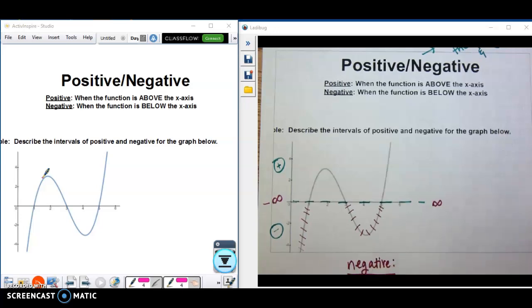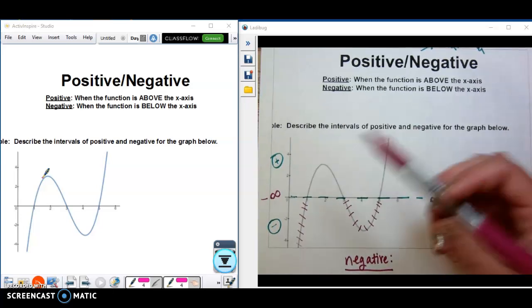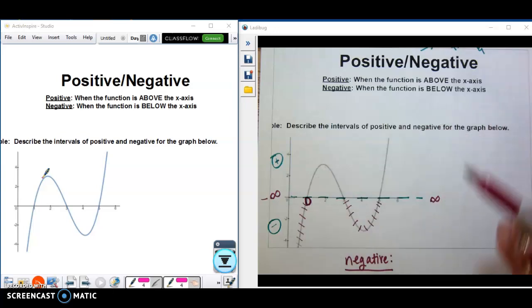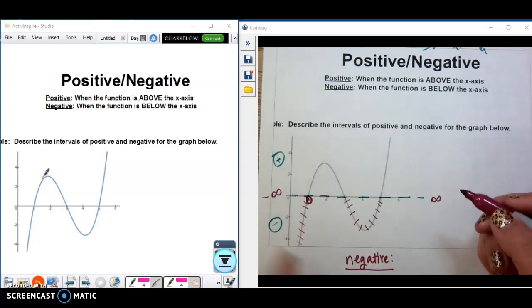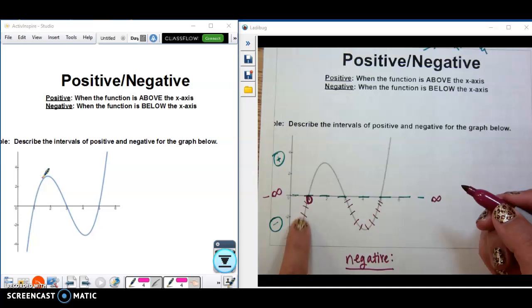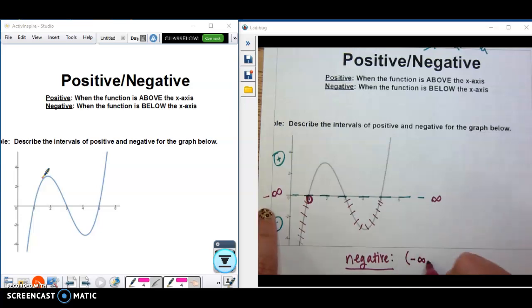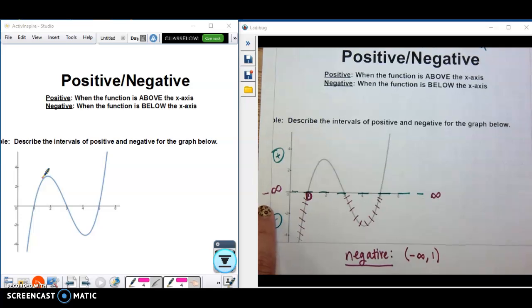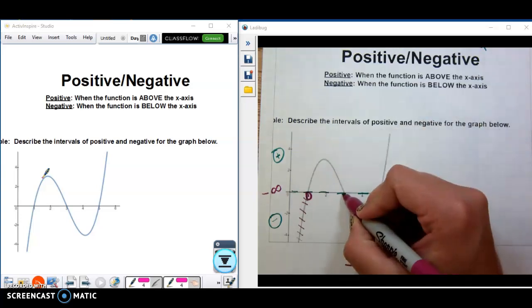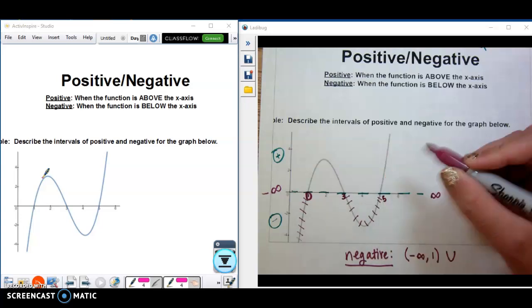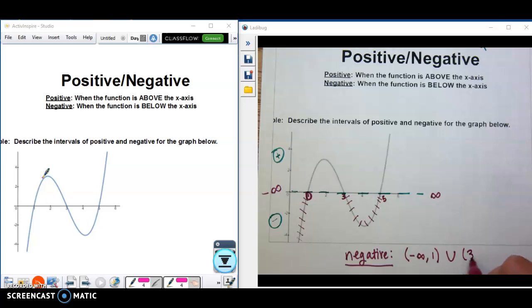So if we go ahead and do our negative interval, so we said that's here where we have these pink lines. So if you look, this is a 1 here, okay? And then it's going to be negative this entire graph over here. So for any x value smaller than 1, it's going to be negative. So we're going to use our interval from negative infinity to 1. Because we have more than one interval, you're going to make sure you put a U, which stands for union, means you have more than one. And if you look down here, this is at 3, and then this is at 5. So from 3 to 5, it's also going to be below the x-axis, so it's going to be considered negative.